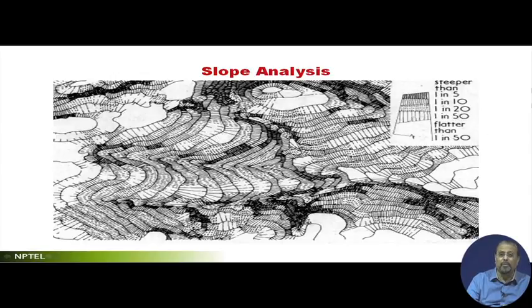That is represented in a legend like this, in which if it is, say, steeper than 1 in 5, this is closer lines, then 1 in 10 is this, then 1 in 20 is this, and then 1 in 50 is this, and then flatter than 1 in 50 is this. That means by this you can also subdivide much more. If you are not happy with these few gradations or divisions, you can make further subdivisions, no problem.